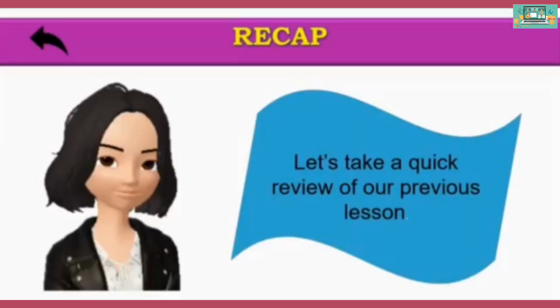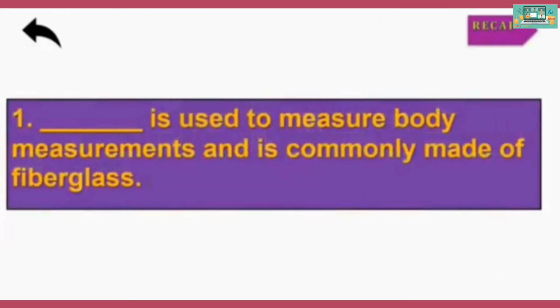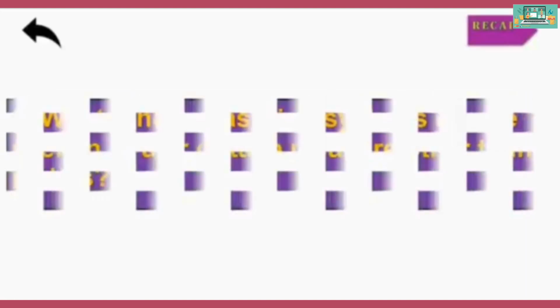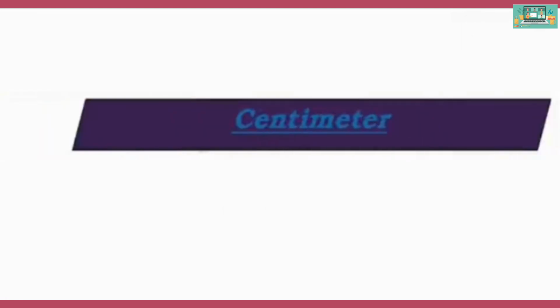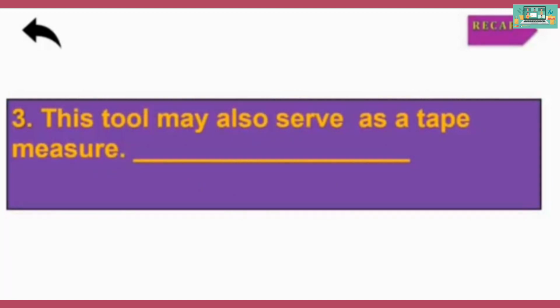Let's take a quick review of our previous lesson. It is used to measure body measurements and is commonly made of fiberglass. The answer? Tape measure. What other measuring systems can be seen in a ruler or tape measure other than inches? The answer? Centimeter. And this tool may also serve as a tape measure. The answer? Ruler.